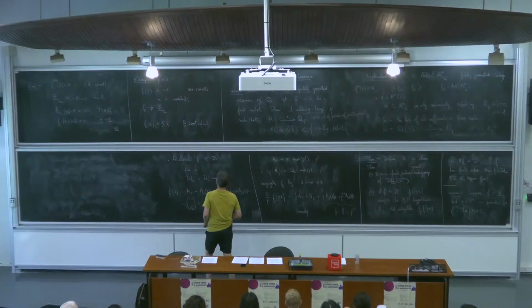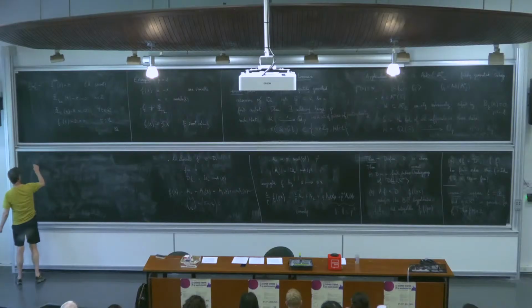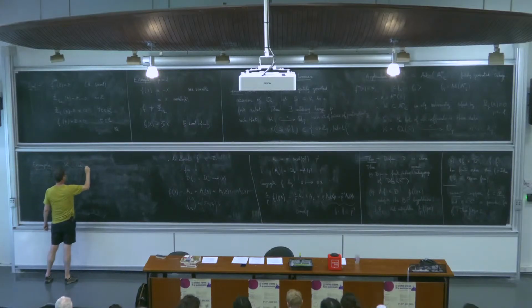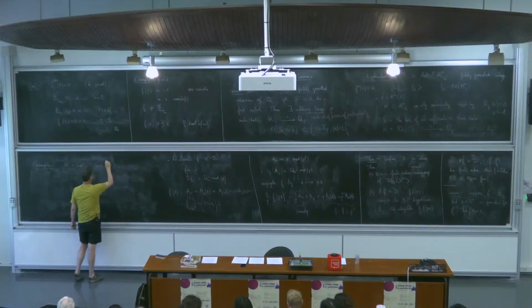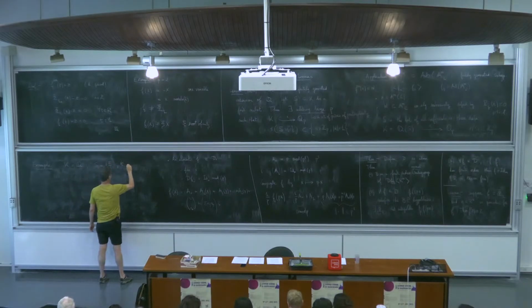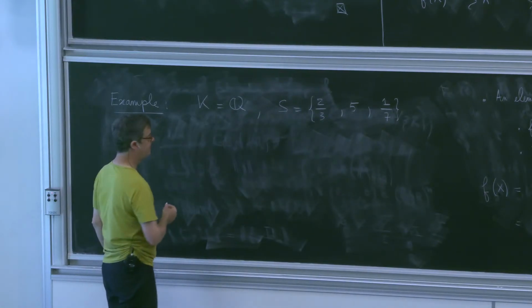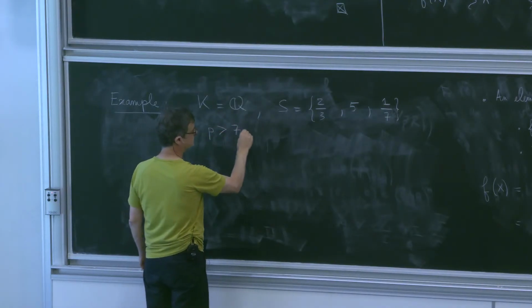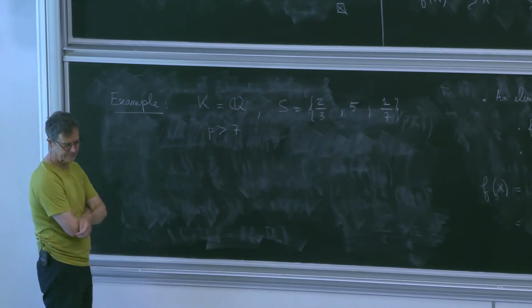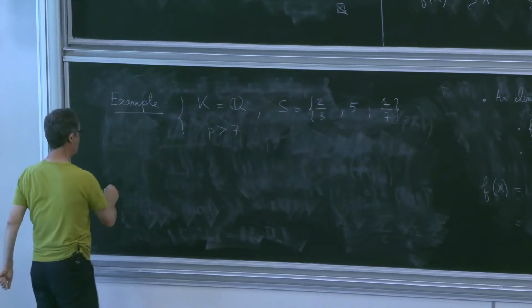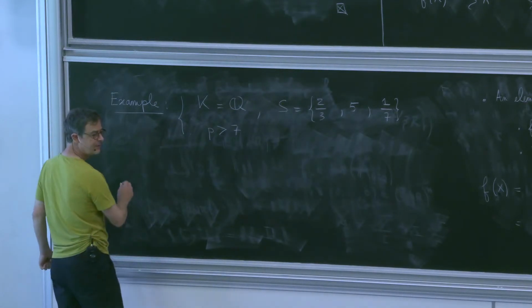So for instance, you see, example. Okay. Let's say K is Q, S is 2/3, 5 1/7. Okay. How do you prove the lemma in that case? Take P larger than 7. Okay? I think it answers your question. So I will prove the theorem by examples, the lemma by examples.